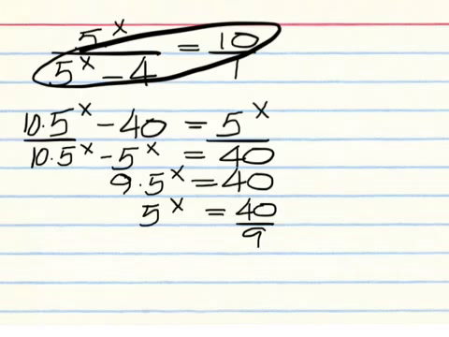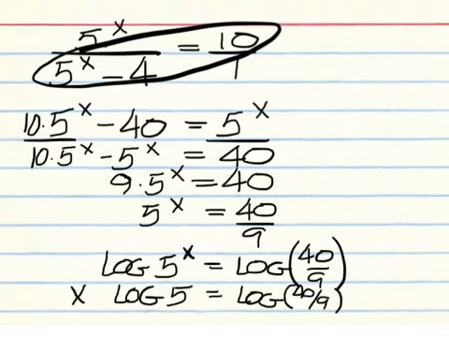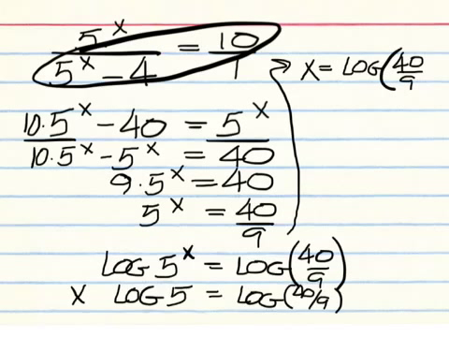And then, once I'm at that point, I can do log of 5 to the x power and then log of 40 over 9. Now, clearly you can move the x out to this spot, and then the right side stays the same. I'm running out of room on the screen, so I'll have to try to squeeze it in up here. So to get x by itself, I would have to divide log of 40 over 9 by log 5.